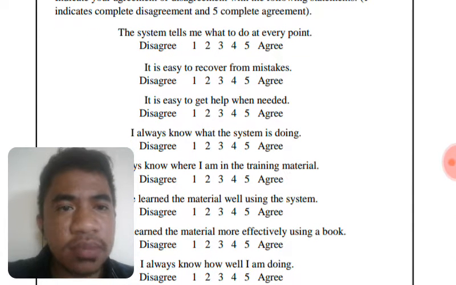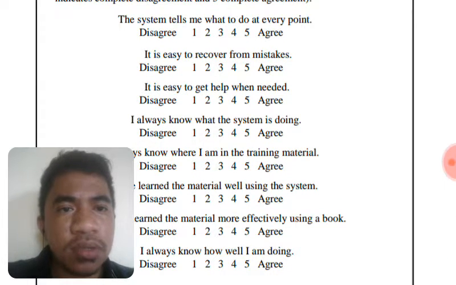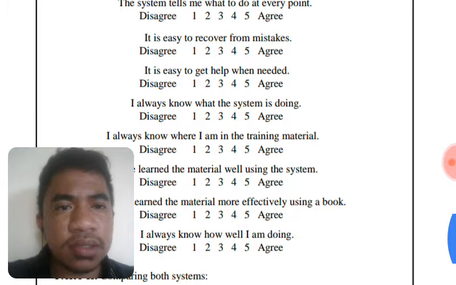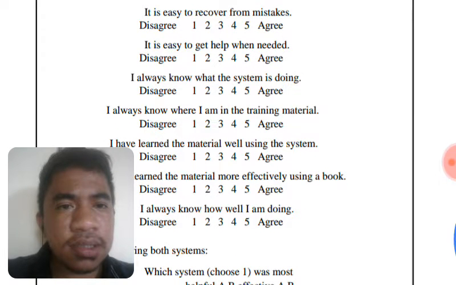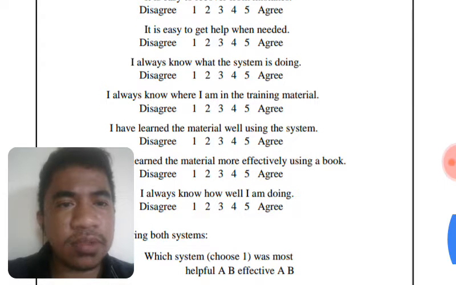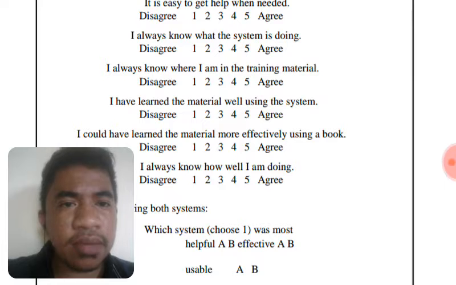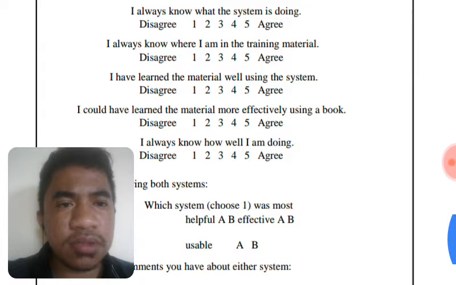The system tells me what to do at every point. Disagree, 1, 2, 3, 4, 5, agree. It is easy to recover from a mistake. Disagree, 1, 2, 3, 4, 5, agree. It is easy to get help when I need it. Disagree, 1, 2, 3, 4, 5, agree. I always know what the system is doing. Disagree, 1, 2, 3, 4, 5, agree. I always know where I am in the training material. Disagree, 1, 2, 3, 4, 5, agree.